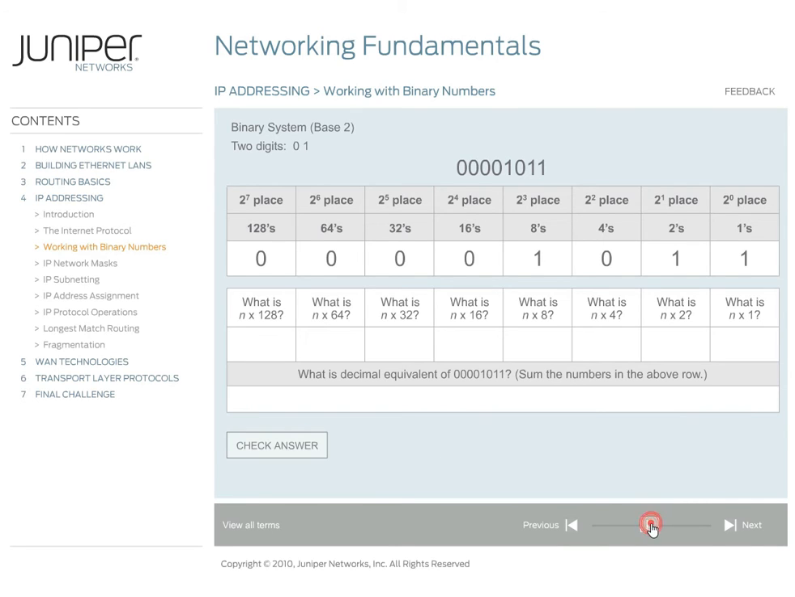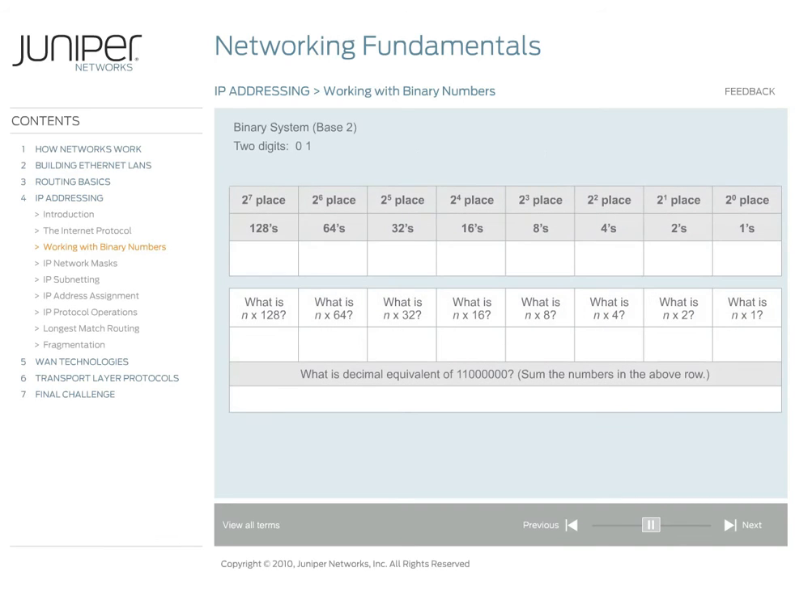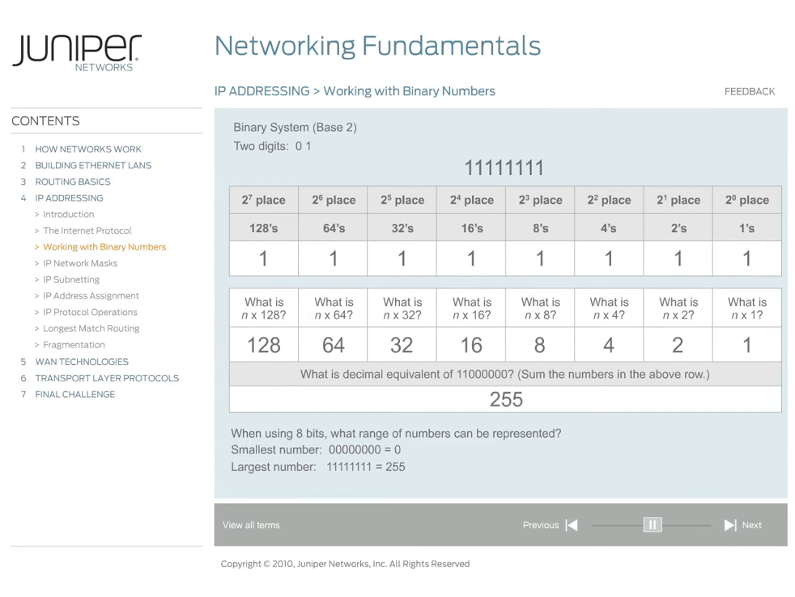Not quite. Try again. Here is the full binary to dotted decimal conversion of our 32-bit IP address. What is the greatest possible number that can be represented in one binary octet? If we set all 8 bits to 1, the decimal equivalent is 255. So, with 8 bits, you can only represent decimal numbers in the range of 0 to 255.